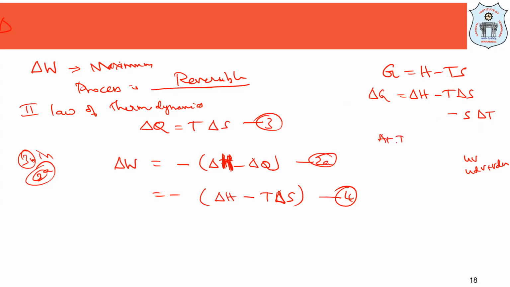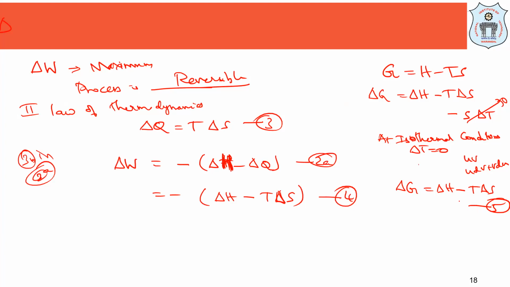Under isothermal conditions, delta T is equal to 0, right? So this term is negligible. So what we have is delta G equal to delta H minus T delta S. Let it be equation number 5.